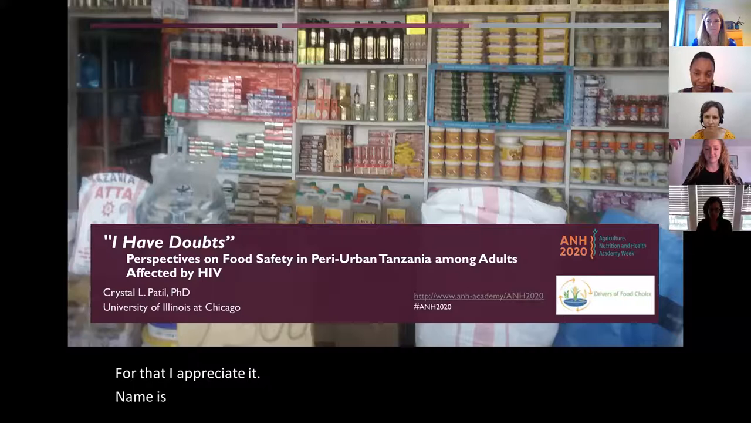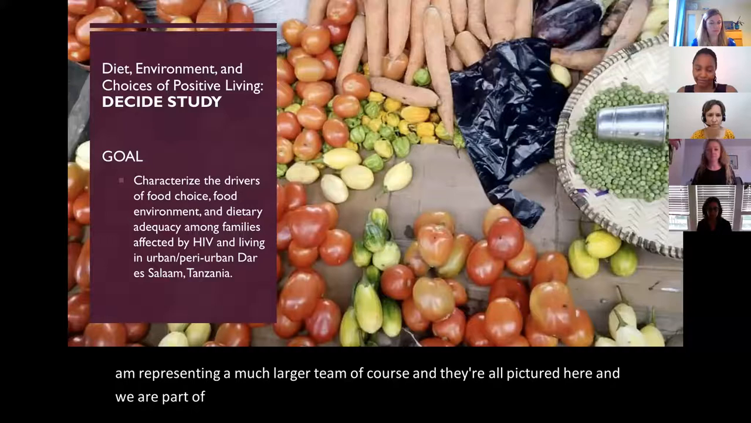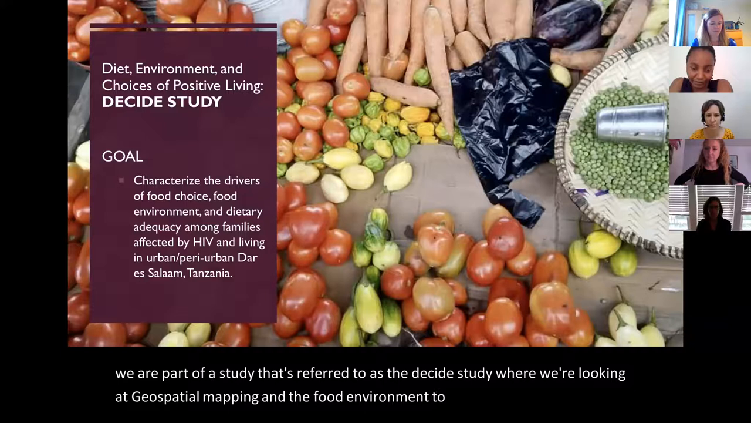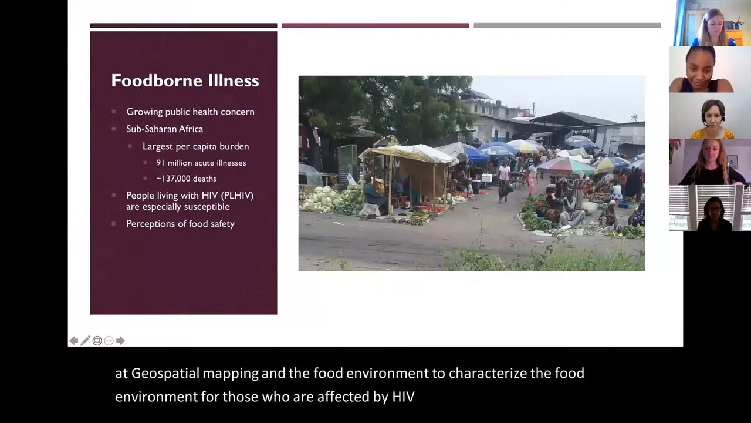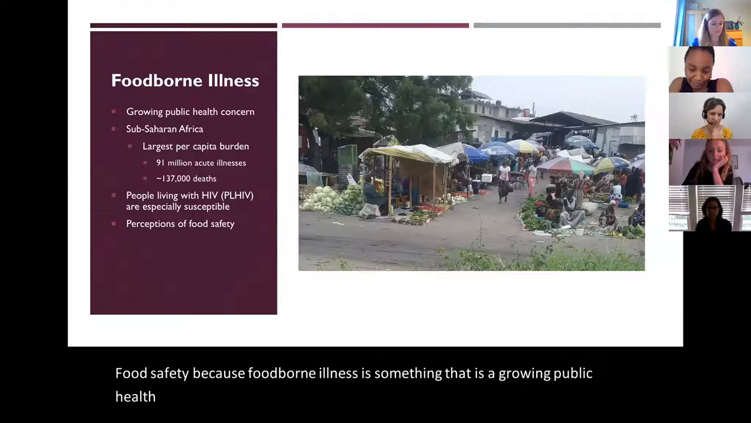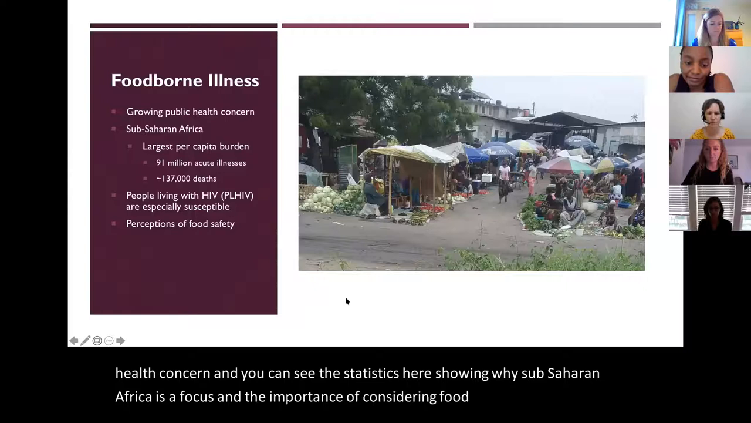And today I am representing a much larger team, of course, and they are all pictured here. We are part of a study that's referred to as the DECIDE study, where we're looking at geospatial mapping and the food environment to characterize the food environment for those who are affected by HIV and living in peri-urban Dar es Salaam. And we focus on food safety because foodborne illness is a growing public health concern. You can see the statistics here showing why sub-Saharan Africa is of focus and the importance of considering food safety for those with HIV, given their susceptibility to infection.